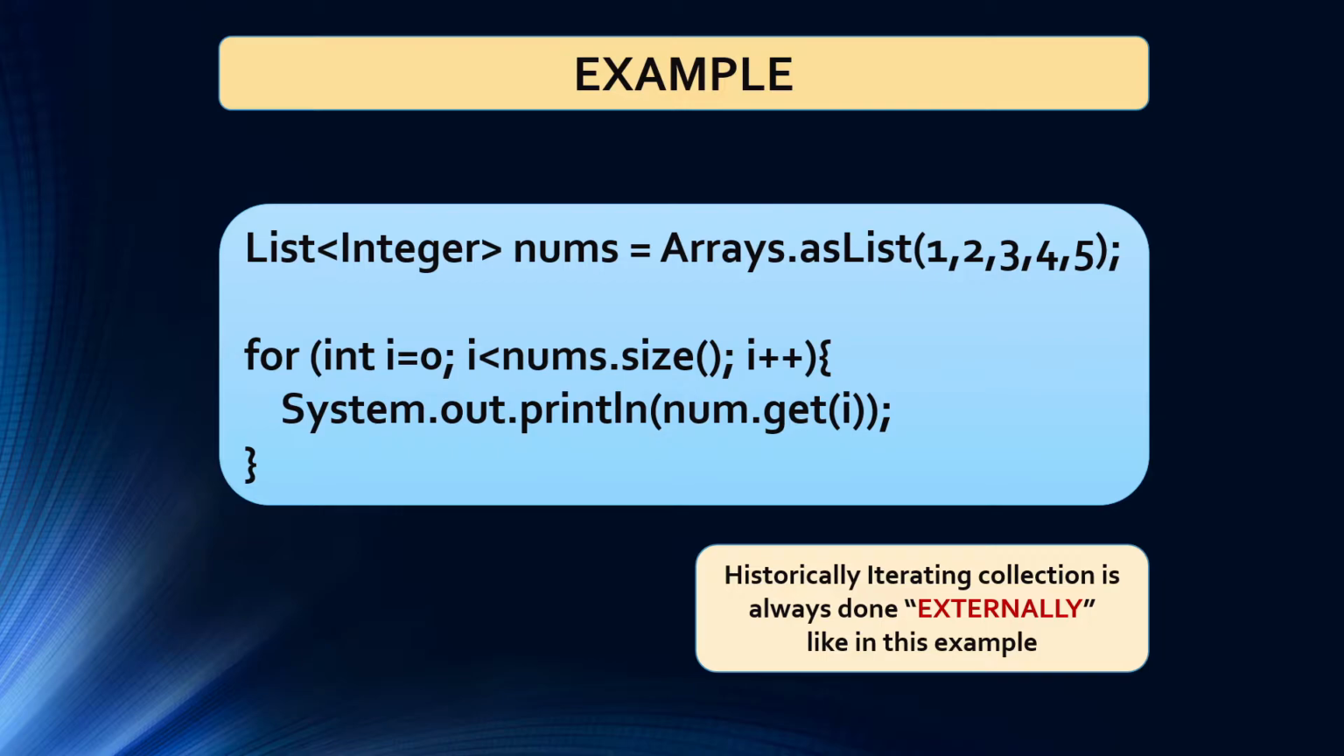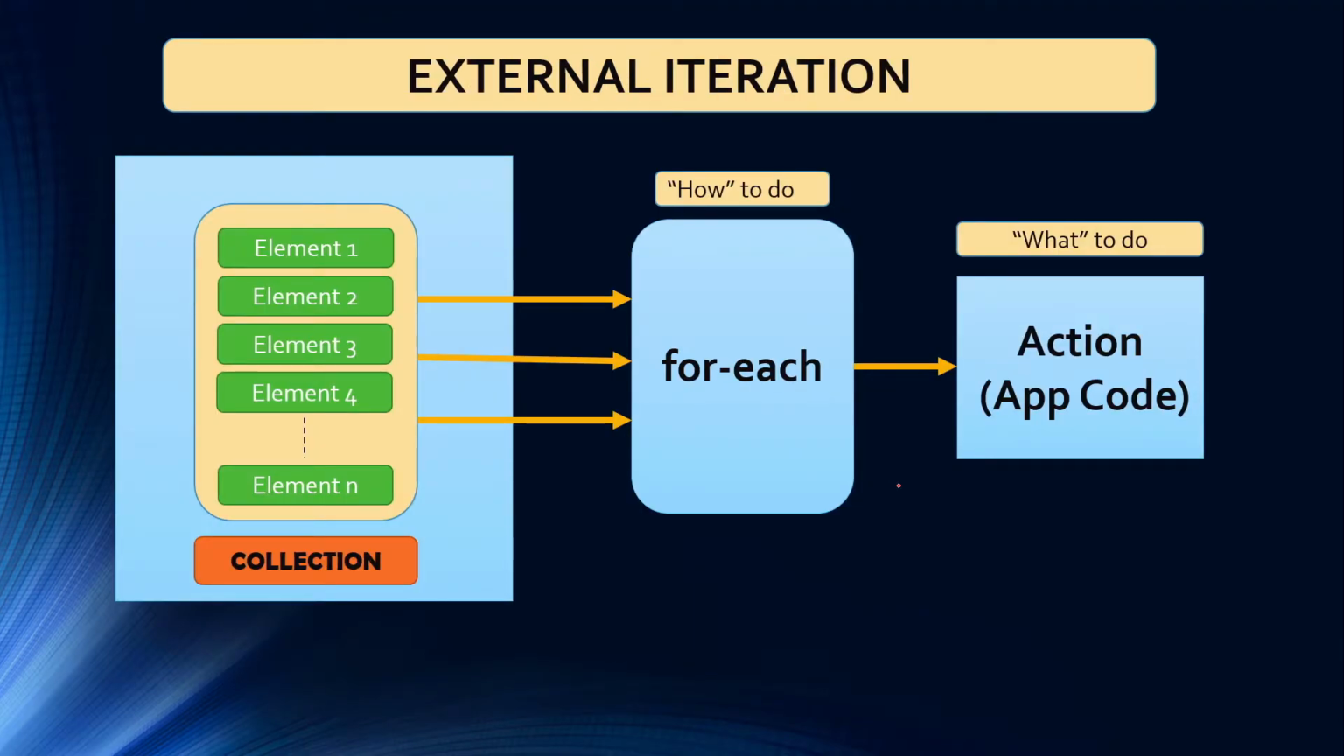If you take a look at this picture, on the left hand side we have a collection which contains n number of elements, and it is this collection which we want to iterate upon. On the right hand side we have action, or application supplied code, and action determines what operation we want to do for each element in the collection. And finally we have this middle forEach block which tells how to do the iteration.